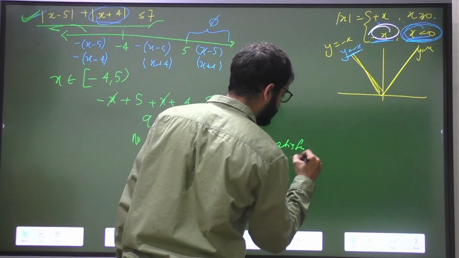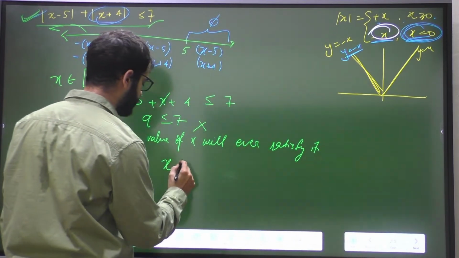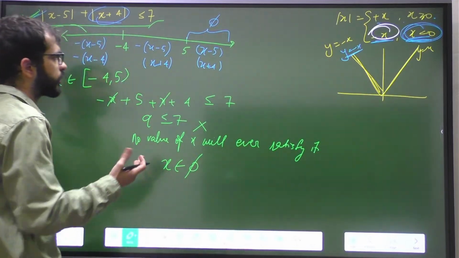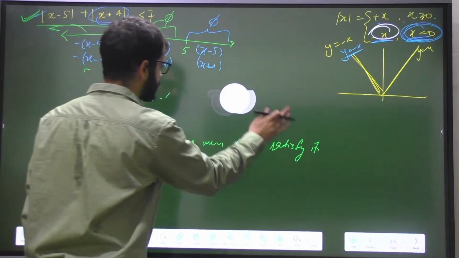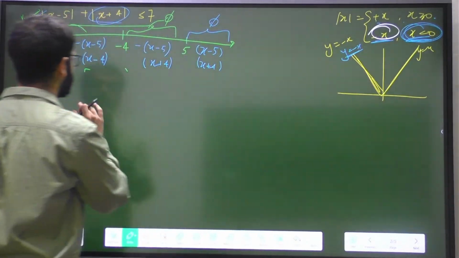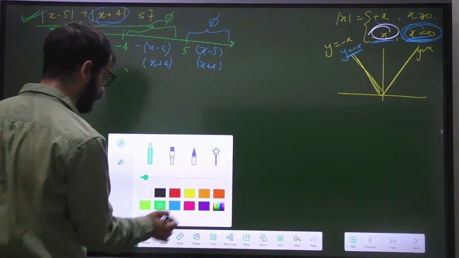If no value of x will ever satisfy it, what can I say? The solution set is null set. X belongs to 5. So again in this I can say 5 is the answer. Now let's have a look at the third condition. Let's revise it quickly and then we'll move forward to the next question.